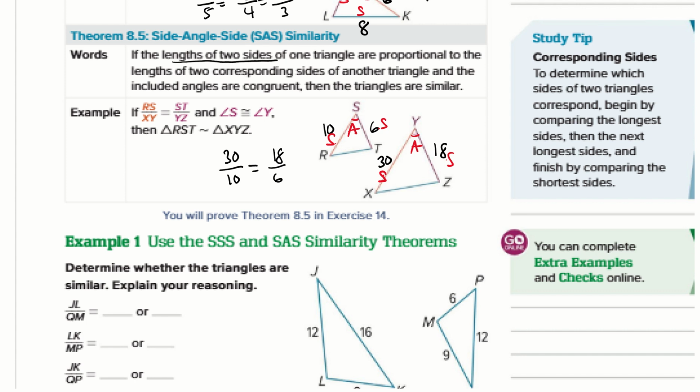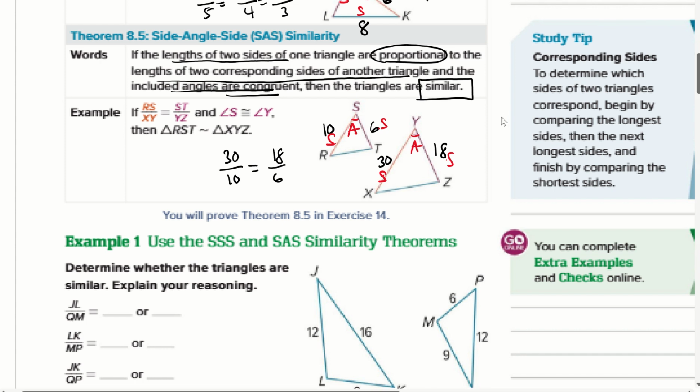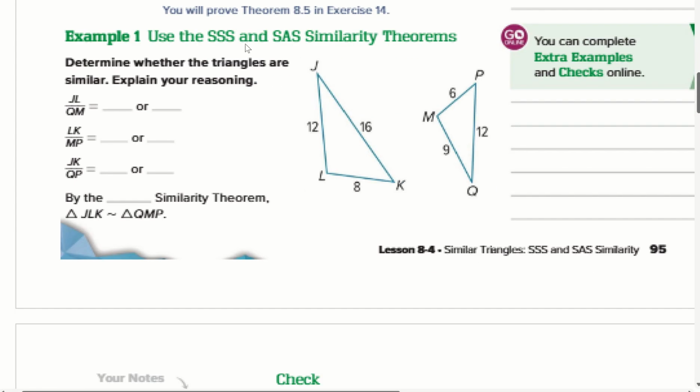Okay, so if the lengths of two sides of a triangle are proportional to the lengths of the two corresponding sides of another triangle, and the included angles are congruent, then the triangles must be similar. All right, so example 1, we use the SSS and SAS similarity theorems. So determine whether these are similar or not. Well, clearly we don't have any angles here, so we're going to see if it's similar by SSS.